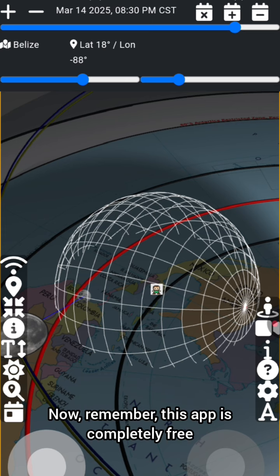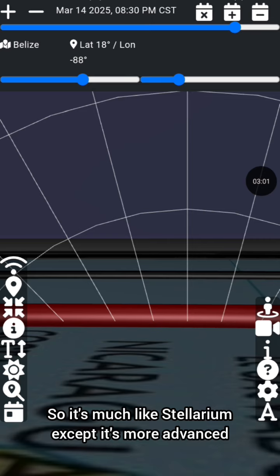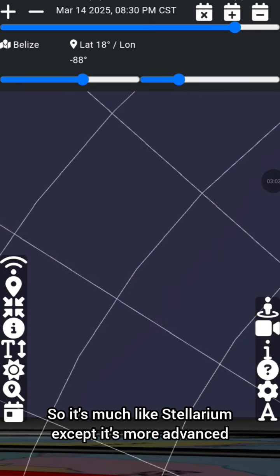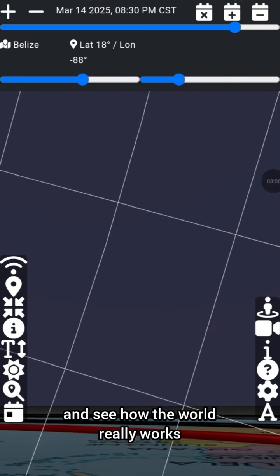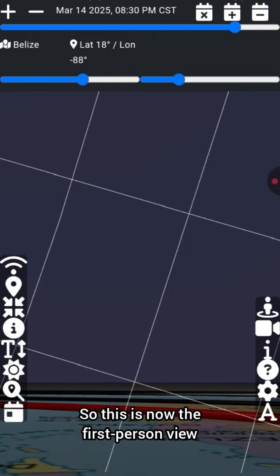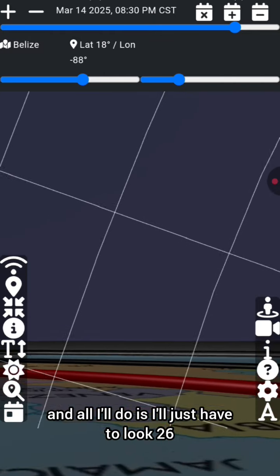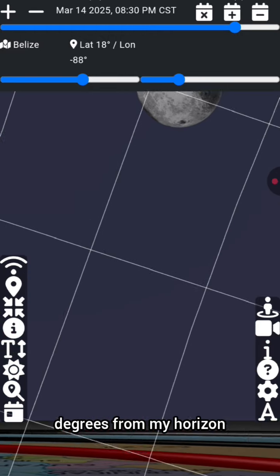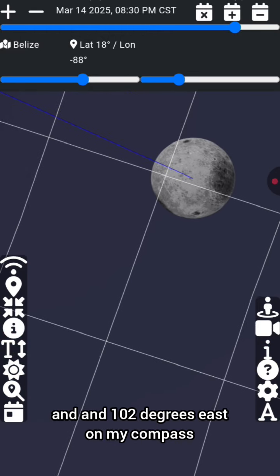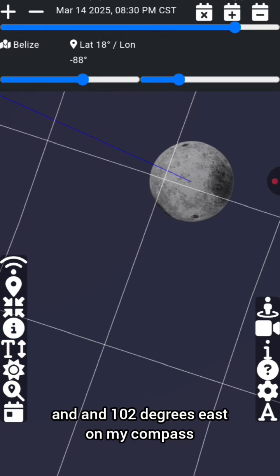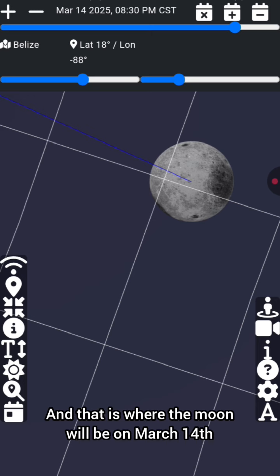Now remember, this app is completely free. So it's much like Stellarium, except it's more advanced because we let you zoom out and see how the world really works. So this is now the first person view, and all I'll have to do is look 26 degrees from my horizon and 102 degrees east on my compass. And that is where the moon will be on March 14th.